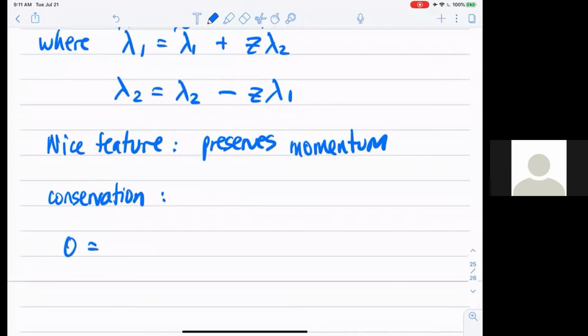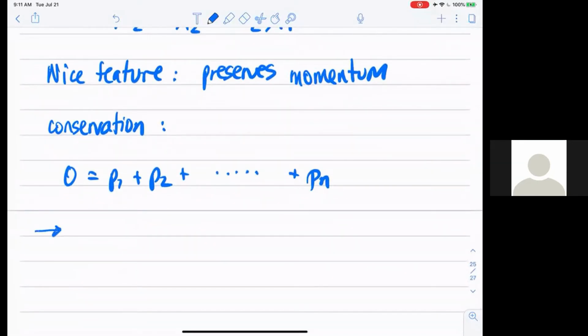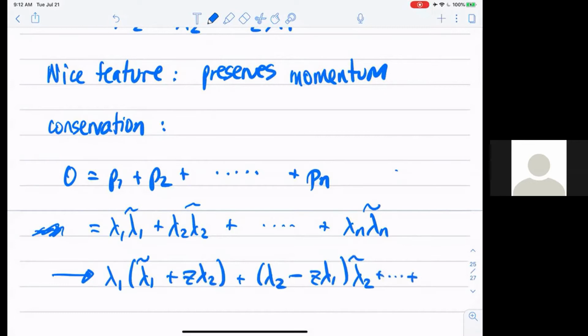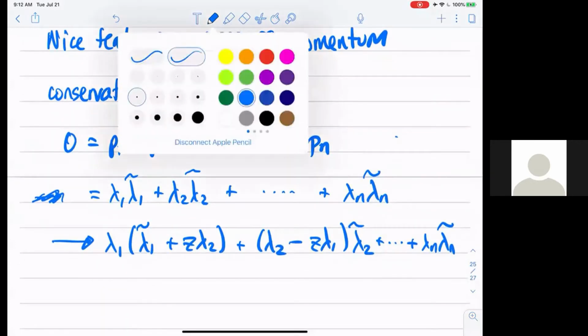Let's look at why that's true. Every amplitude has an overall delta function of momentum conservation, which looks like this. Now, after we deform it, let me remind you, this is equal to lambda 1 lambda 1 tilde plus lambda 2 lambda 2 tilde, plus up to lambda n lambda n tilde. In going from this line to this line, I switch from thinking about it as a 4-vector to thinking about it as a 2x2 matrix, but they're totally equivalent. Now, when I transform, this goes to lambda 1 times (lambda 1 tilde plus z lambda 2 tilde) plus lambda 2 times (lambda 2 tilde minus z lambda 1 tilde) plus ... plus lambda n tilde.